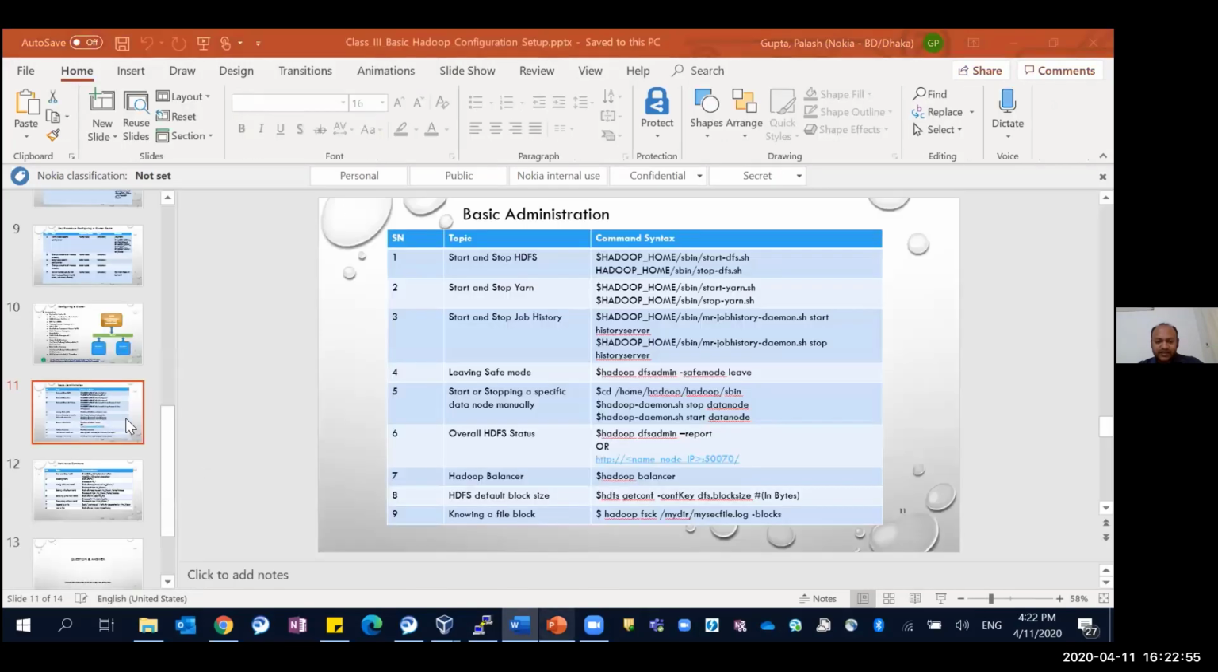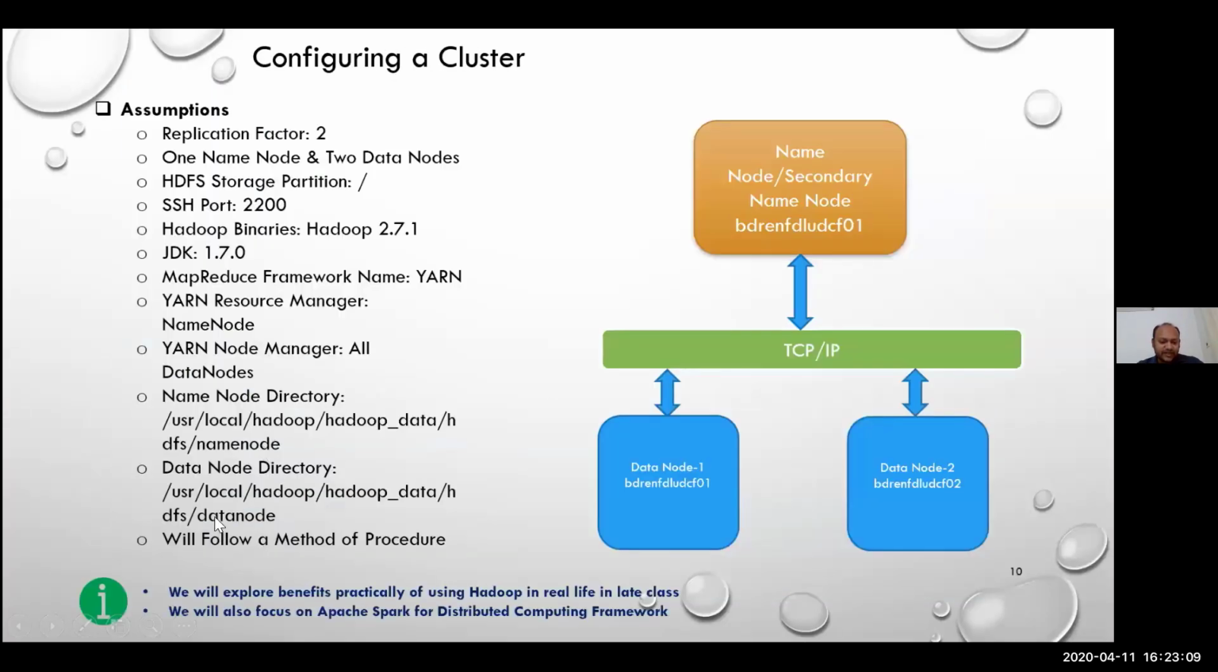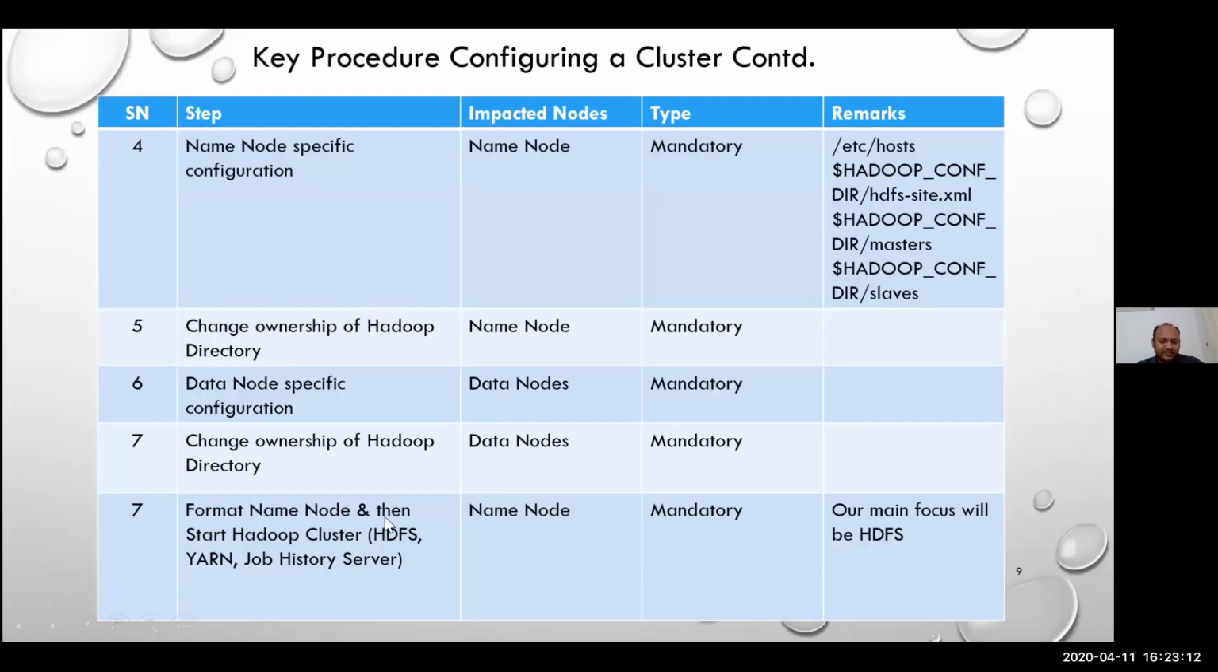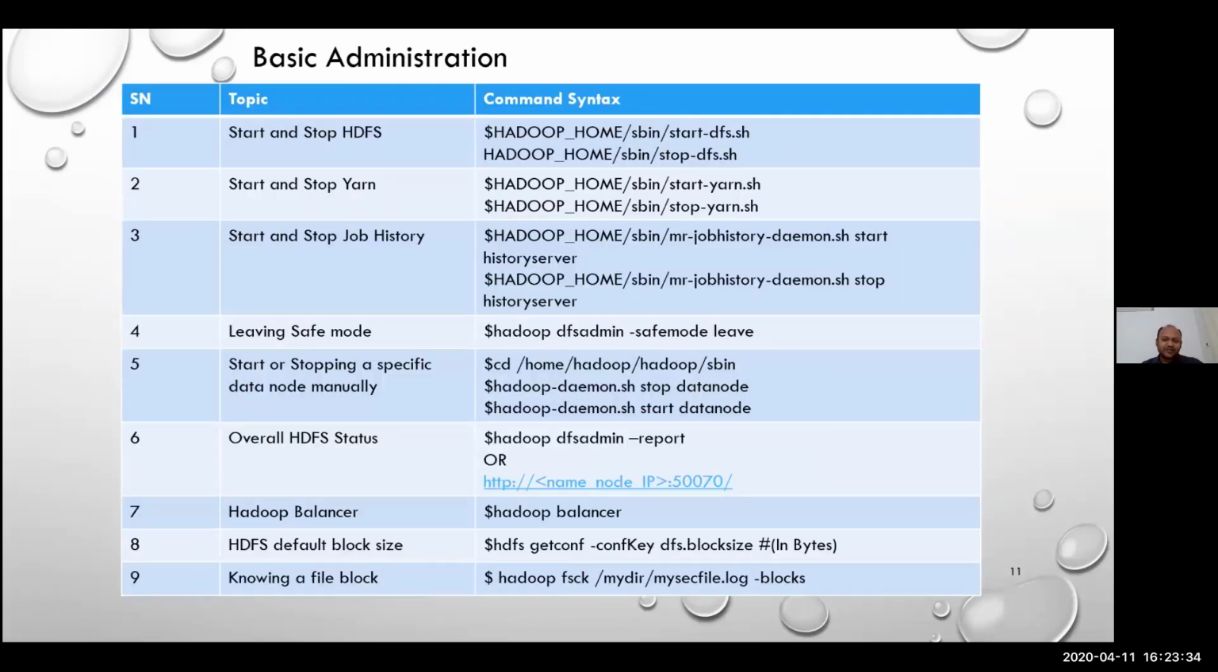Let us go back to the earlier slide. This is just basic administration of Hadoop. Just before going there, I have updated that we need to format the namenode first, and then we need to start. This is the high-level procedure that we have shared: what are the steps which are mandatory or optional, and which node it should impact. Here I have updated, based on our experience, that we need to format and then start. So this is updated here, and now coming to the basic administration part.